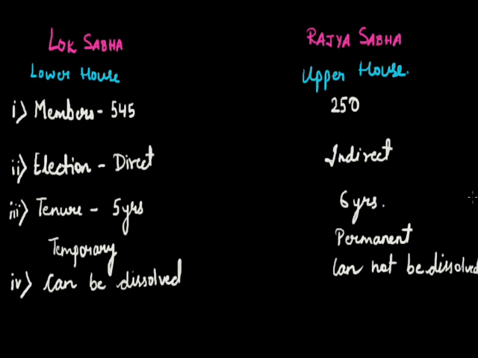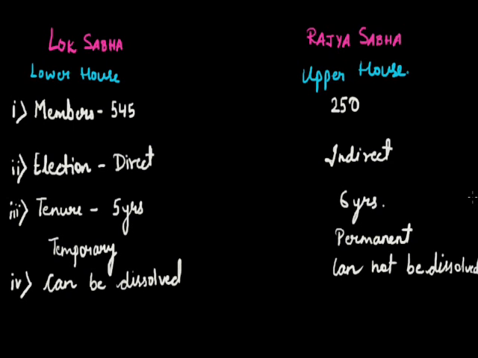If the money bill is passed by the Lok Sabha, then Rajya Sabha cannot reject the bill. It can only delay the bill so that it can be resent for consideration. But if the period of delay is finished, then it is considered approved by the Rajya Sabha as well.